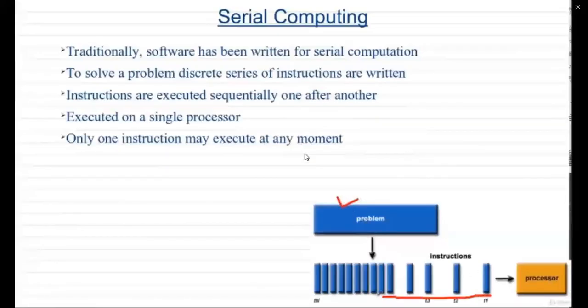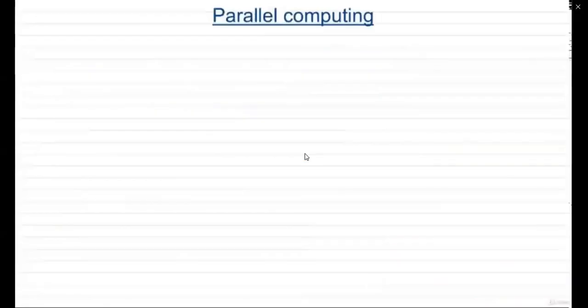For example, we have a problem statement and a set of instructions is written. These instructions are executed one by one on a single processor, so they are sequentially processed one at a time. This is called serial computing. Now, having seen that, let's see parallel computing.